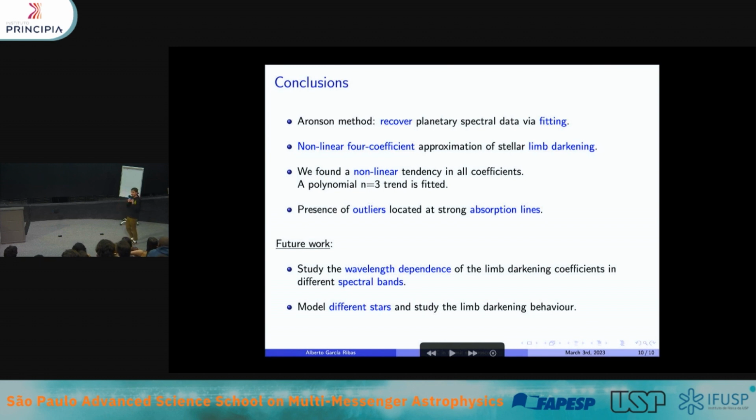Yeah, maybe it's too specific, but it was a good work. The thing is that for future work, we were aiming to study the wavelength dependence on other bands that were not the K band, and also model different stars to see if the same method could work to detect these stellar atmospheres. And yeah, that was it. Thank you.